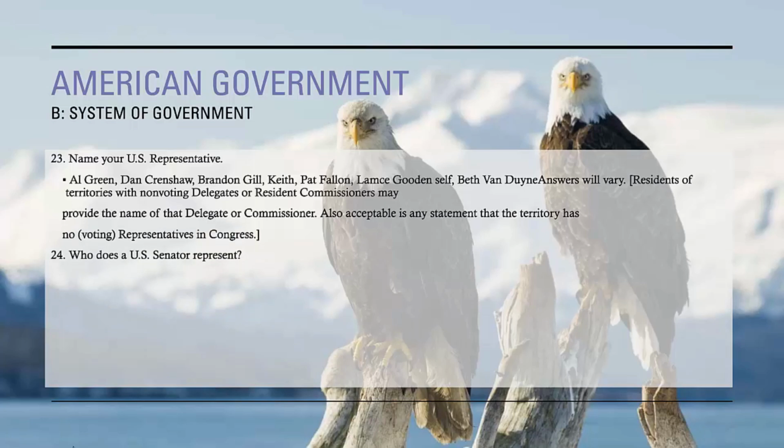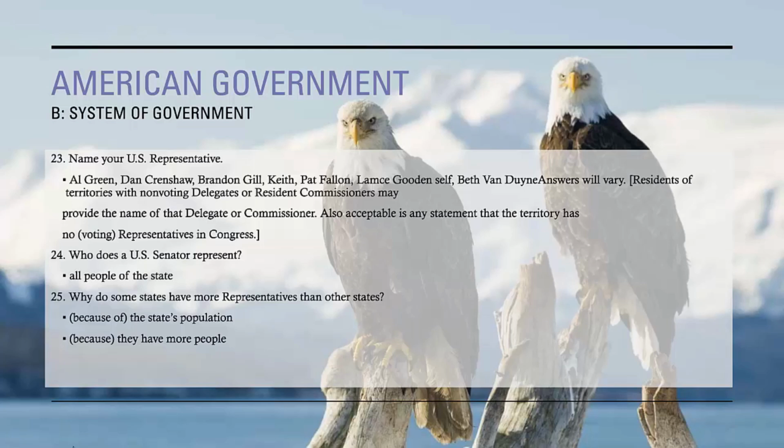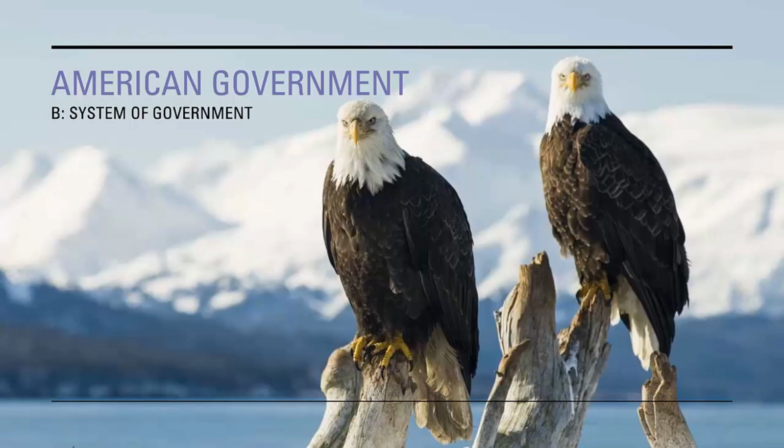Question number 24. Who does a US senator represent? All the people of the state. Question number 25. Why do some states have more representatives than other states? Answer: because of the state's population, because they have more people.